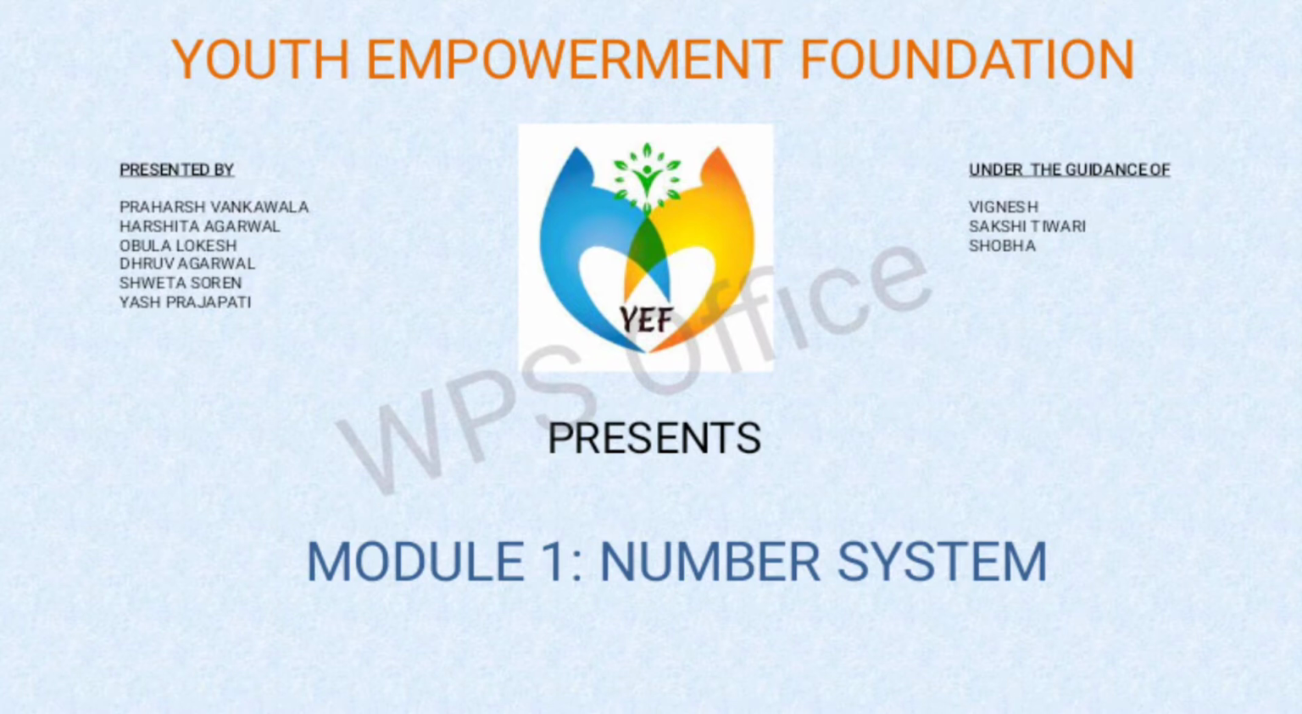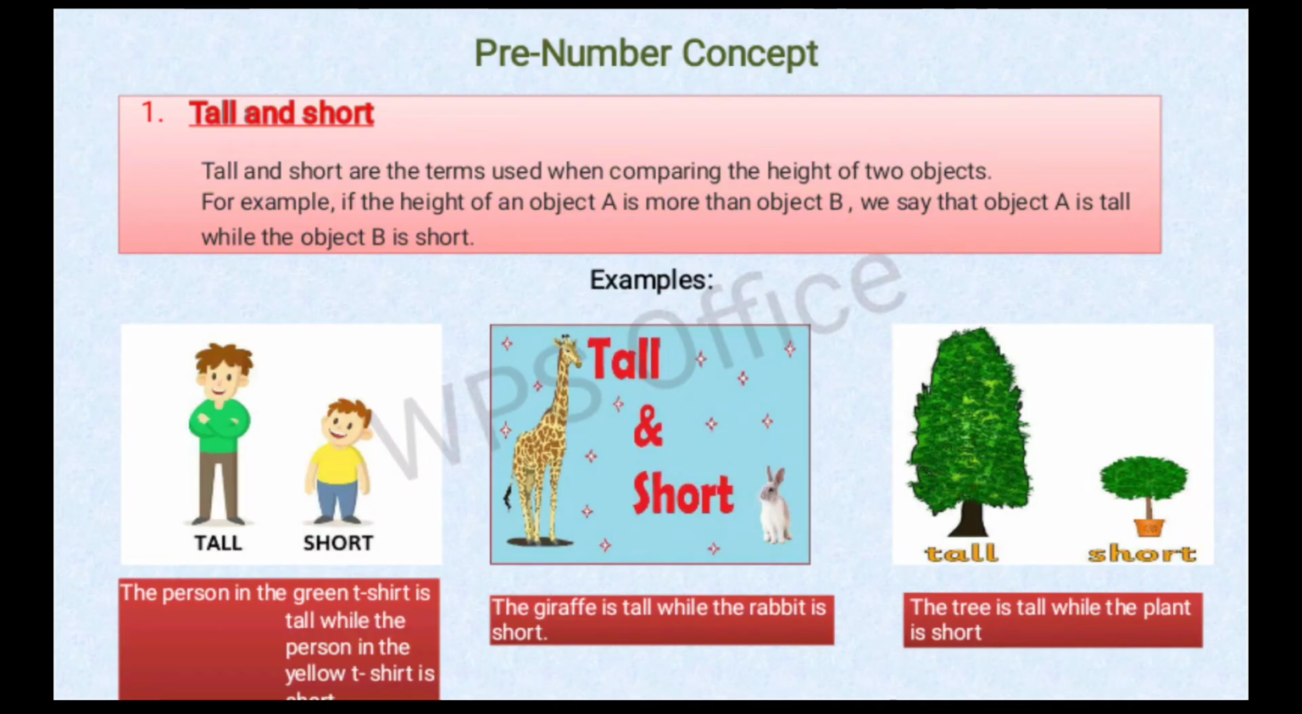Let's start today's module. So our first topic is tall and short. We use the term tall and short to talk about height, that is vertical distance. Do you all know what is vertical distance? Put your hands up. Now, the position of your hands tell you about the vertical distance.